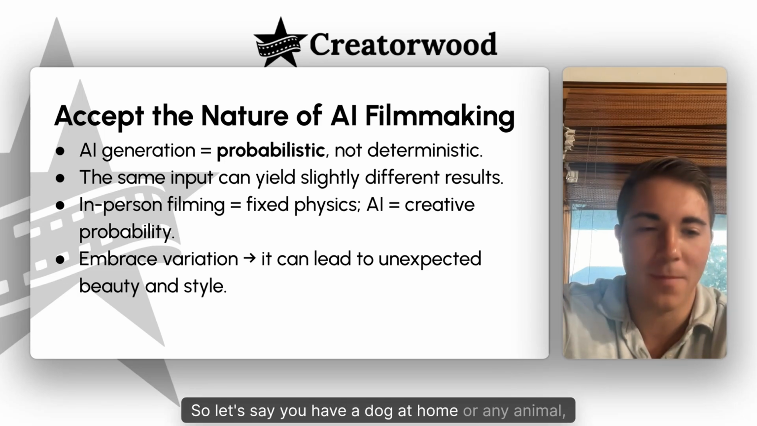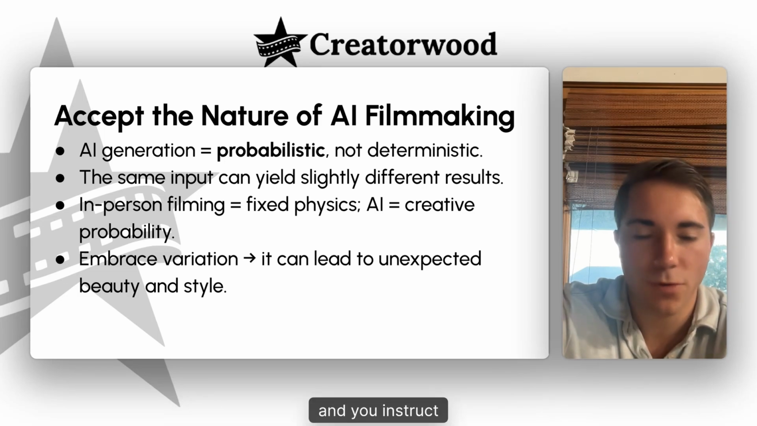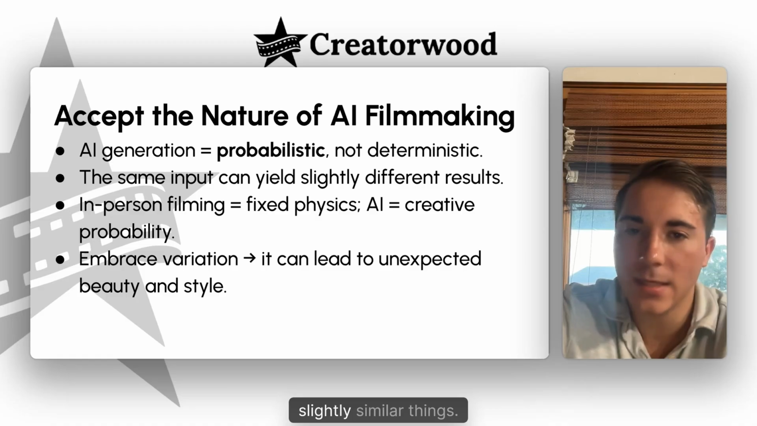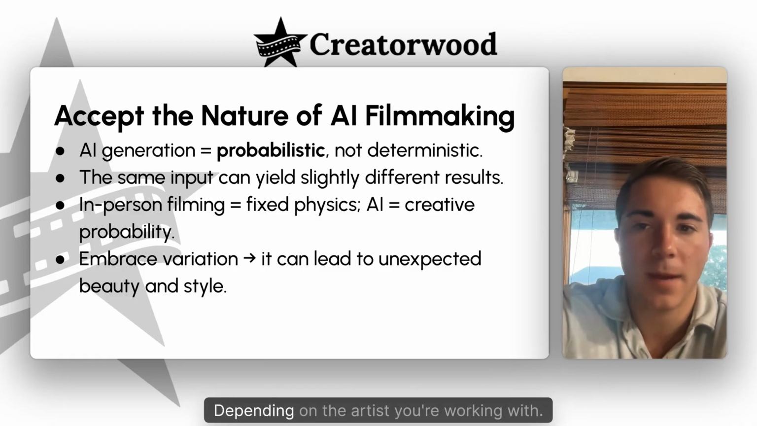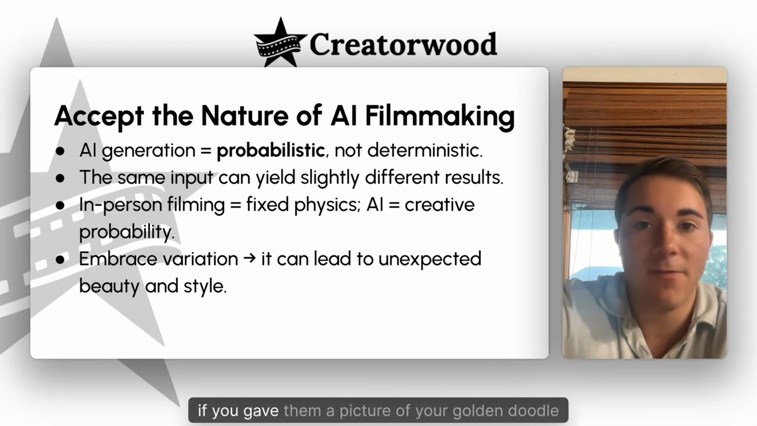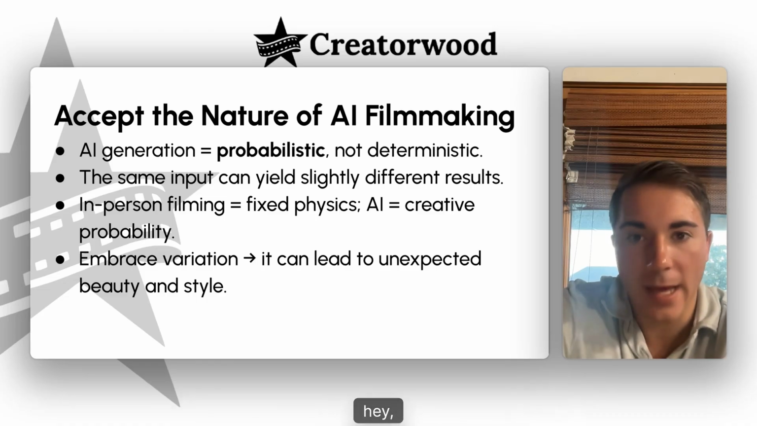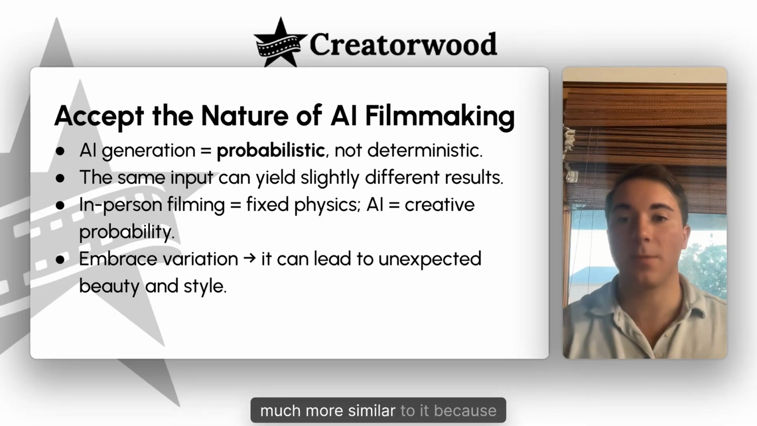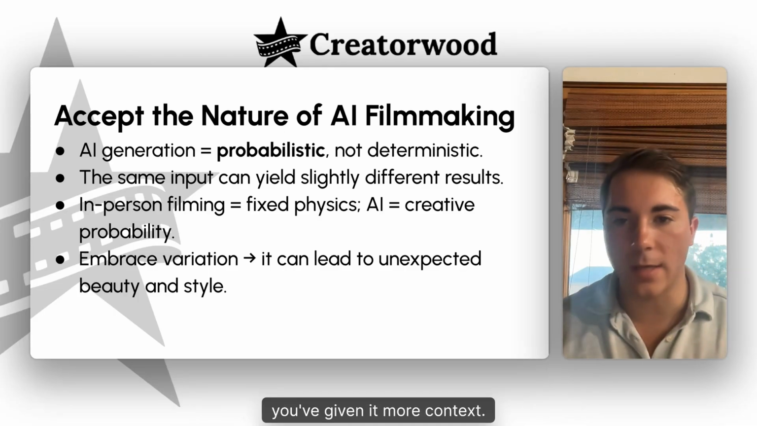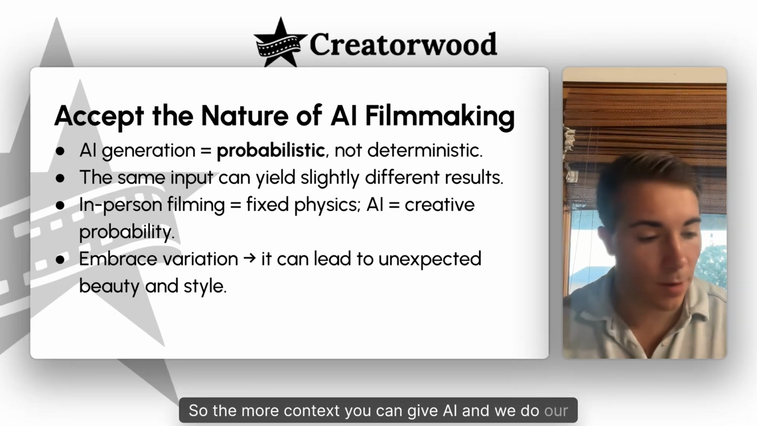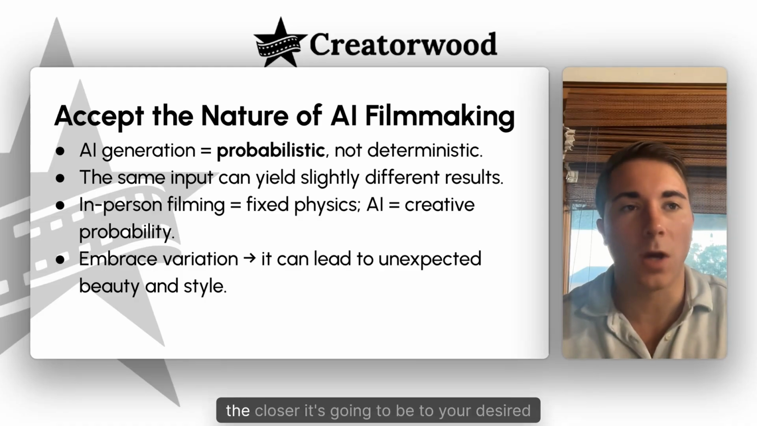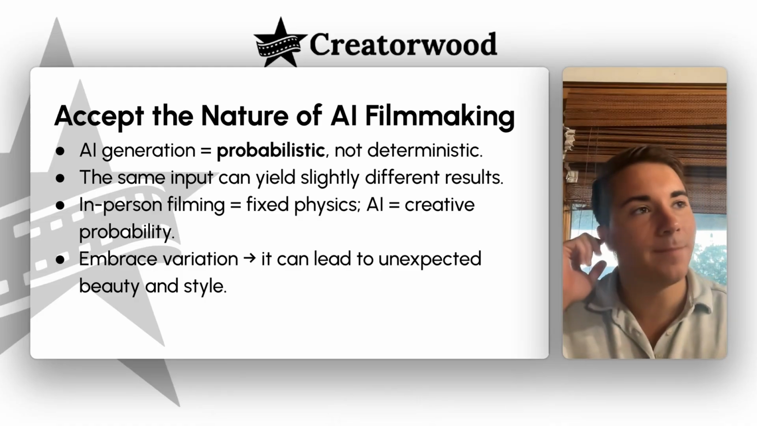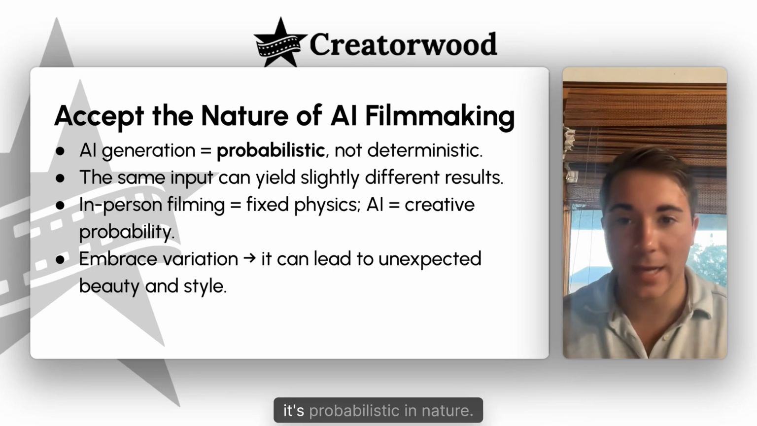So let's say you have a dog at home or any animal, and you instruct someone to create a painting of them. They're probably going to come up with 2 slightly similar things, but it could be pretty different, right? Depending on the artist you're working with. Now, if you gave them a picture of your golden doodle and said, hey, can you do something like this? It's probably going to come out much more similar because you've given it more context. So the more context that you can give AI, and we do our best to give it as much context as possible, the closer it's going to be to your desired output. But at the end of the day, it's probabilistic in nature.